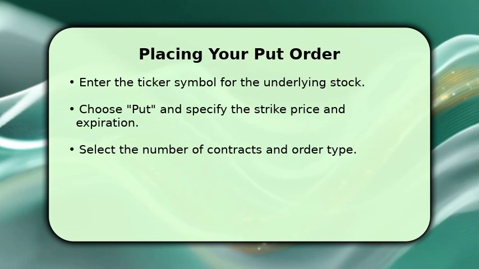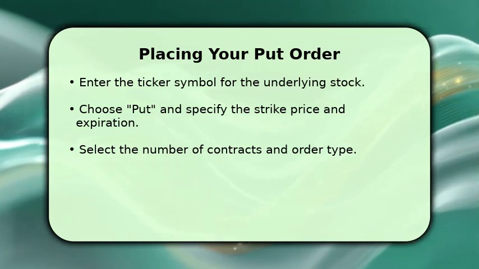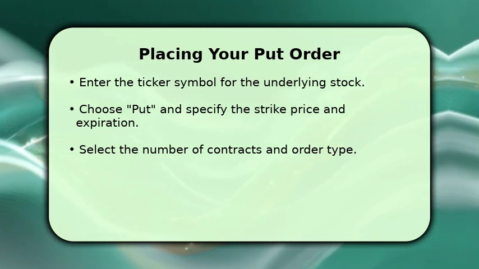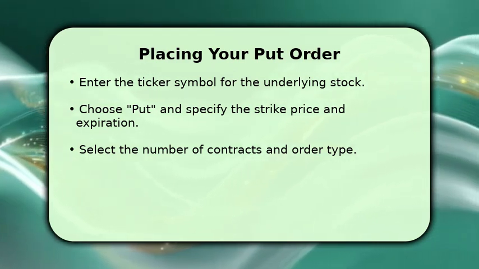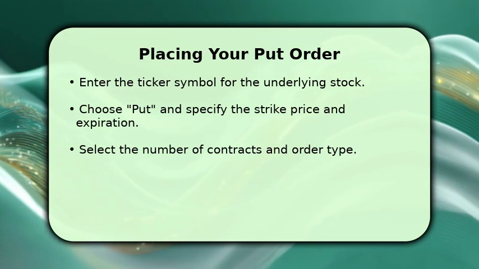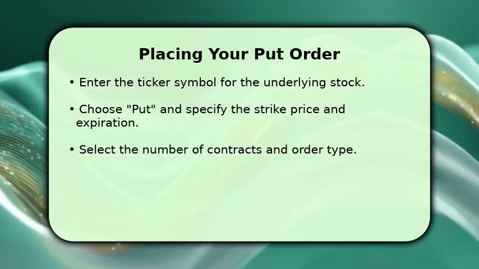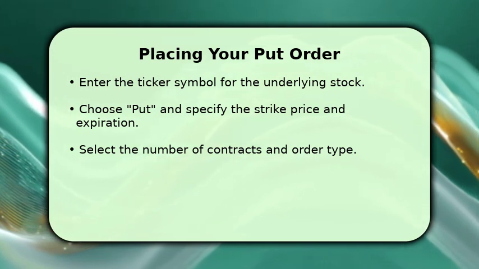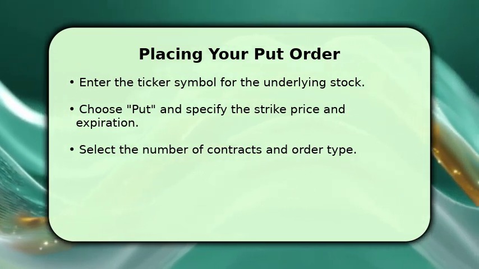Now it's time to place your order. On the Fidelity trading screen, enter the ticker symbol of the stock you've chosen. Then, select the put option and specify your desired strike price and expiration date. You'll also need to decide how many contracts you wish to buy. Each contract typically represents 100 shares of the underlying stock.